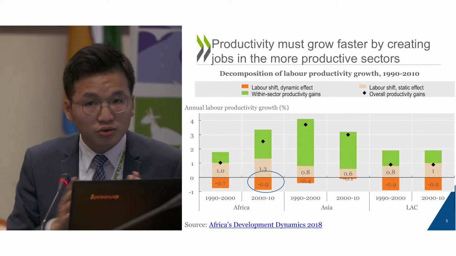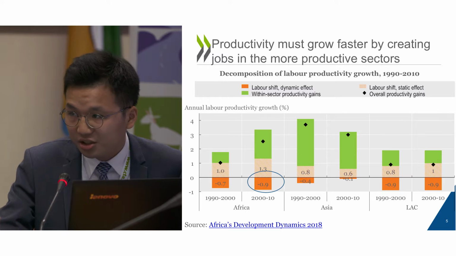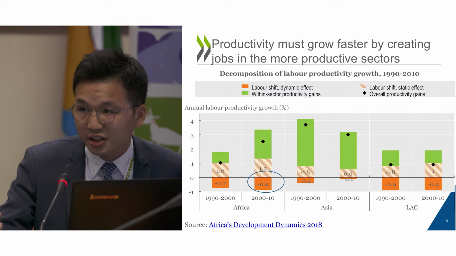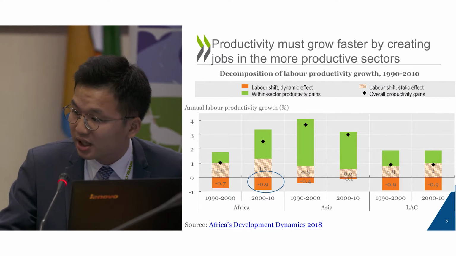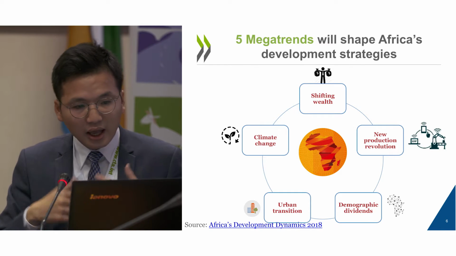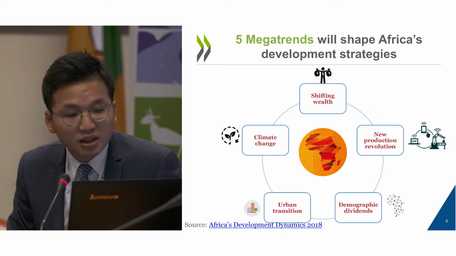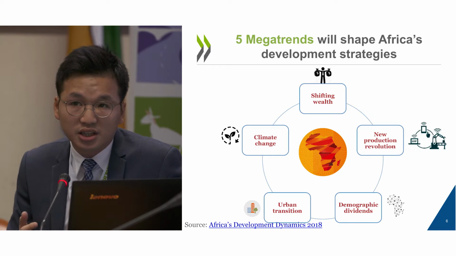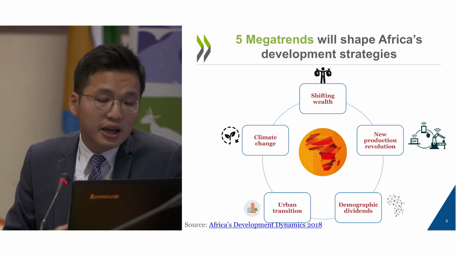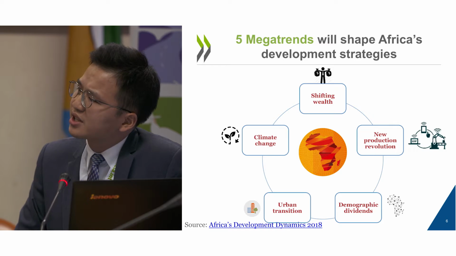So that was three basic messages. Growth was good, challenges ahead, especially when it comes to poverty reduction and productivity increase. And now I will talk about the second part, the different mega trends that will affect Africa's development strategy. And I have 2 minutes, right? So there are 5 different mega trends that are affecting it.